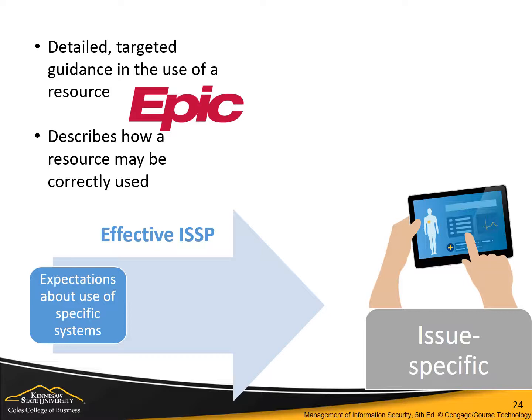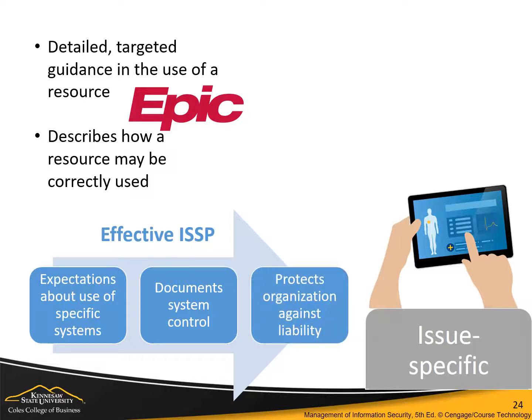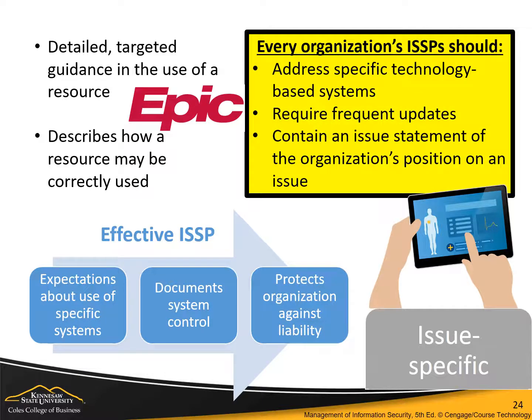It articulates expectations about how specific systems should be used. It documents how the system is controlled and who controls it. And it indemnifies the organization against liability for an employee's inappropriate or illegal use of the system. Every organization's issue-specific security policy should address specific technology-based systems, require frequent updates, and contain an issue statement on the organization's position on an issue.